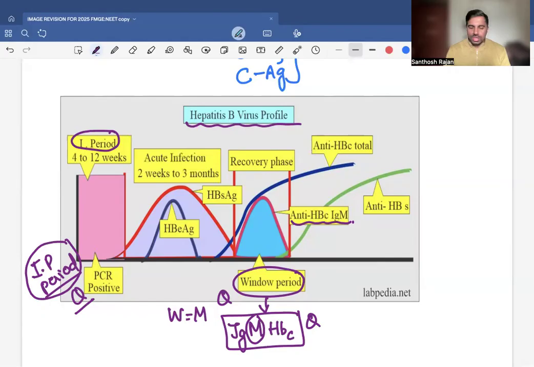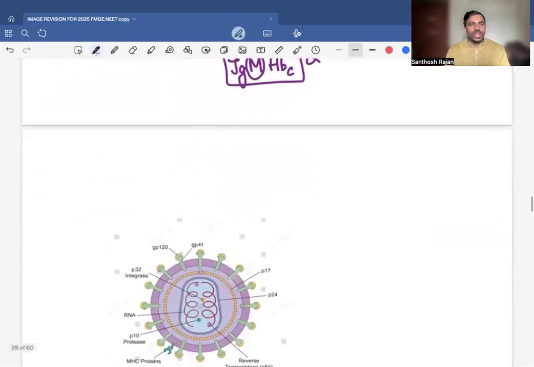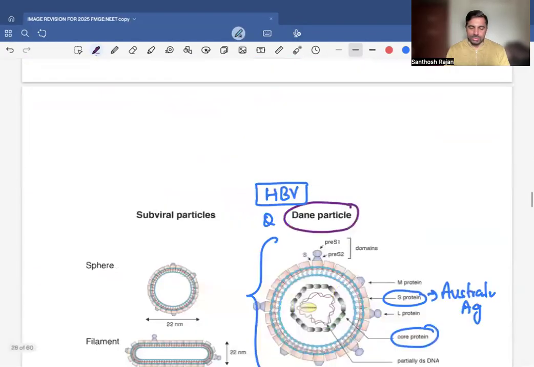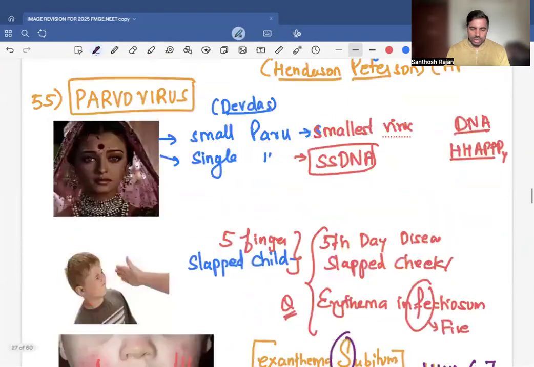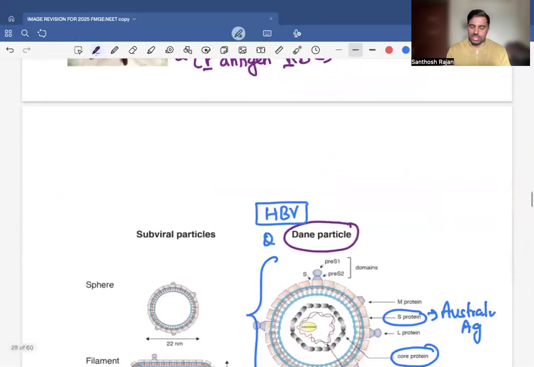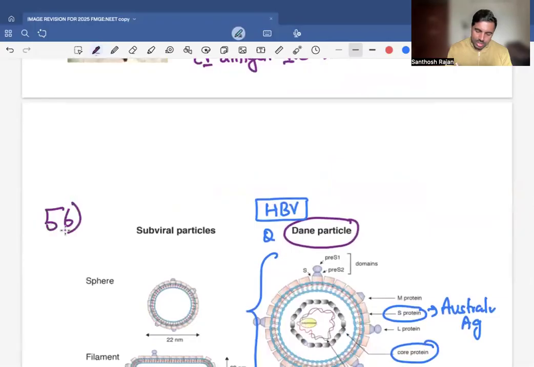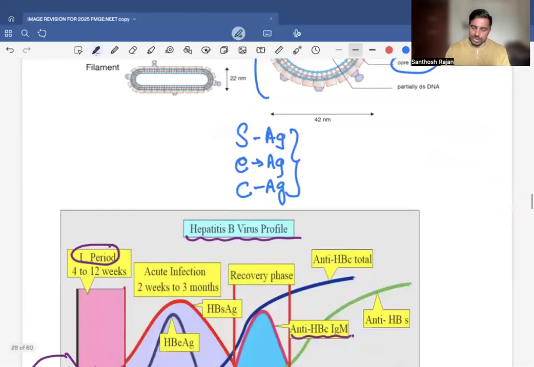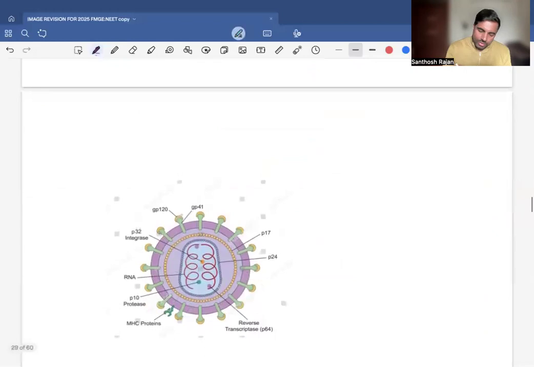The rest is simple diagnosis, recovery and all. You know which markers, and I'm not going to talk about them here because we are sticking only to the image. Image is always important. So now we have 55, this will be 56, which is the hepatitis B virus. Now we're going to 57. They can give you this virus and ask you to identify it.